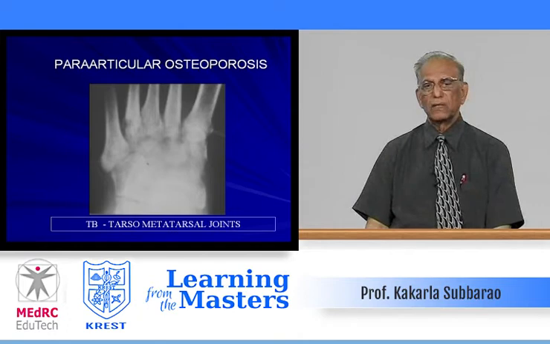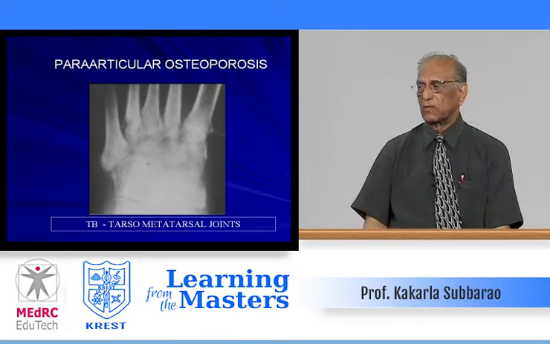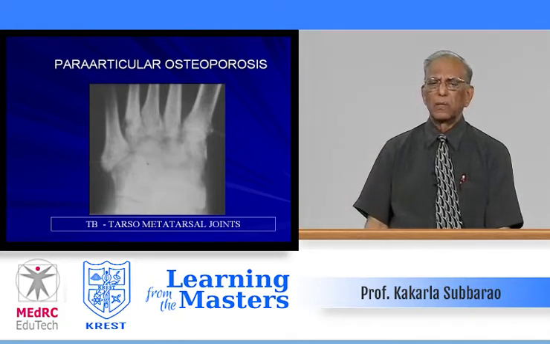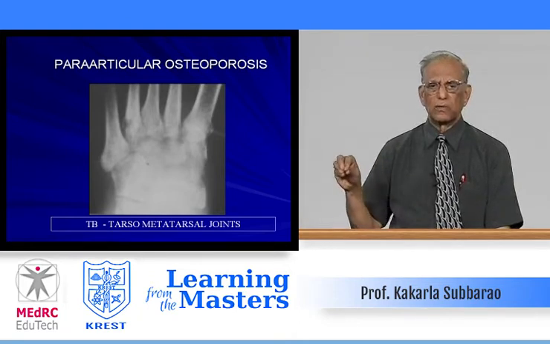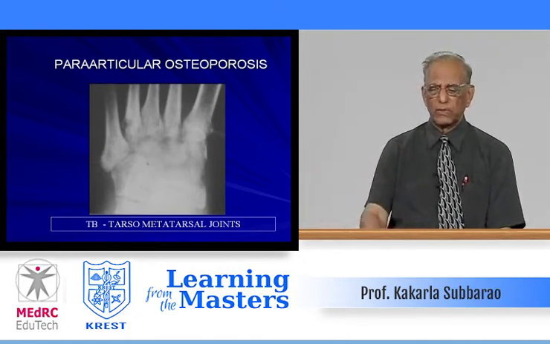Para-articular osteoporosis again, in infective disorders also, not only inflammatory disorders, particularly acute infections, very common. This is tuberculosis of the tarso-metatarsal joints. Para-articular osteoporosis. Because of the pain, the patients are immobilized or not so mobile, you may get generalized osteoporosis also. But para-articular osteoporosis is quite important, along with erosions and obliteration of the joint space, etc.